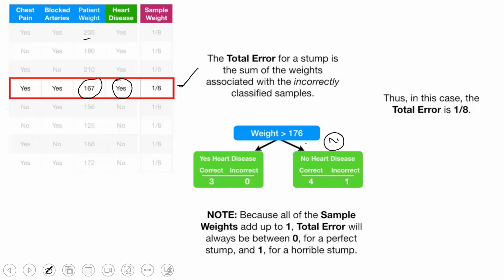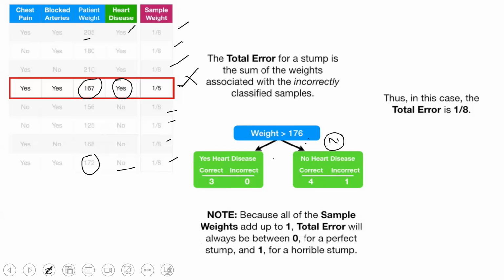If you take any other record, let's take 205. If weight is greater than 205, this stump predicted heart disease, and the real observed data also has heart disease. If you take another record, 172, the weight 172 is less than 176, right? So the stump predicted no heart disease, and in reality as well he doesn't have heart disease. So all the records are rightly predicted, except this one, which is wrongly predicted.